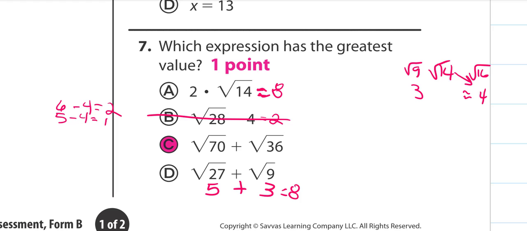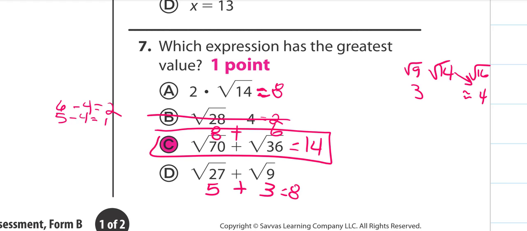For the square root of 70, that's really close to the square root of 64, which would be an 8. So it's going to be more than 8, but I'm going to use an 8. And then plus the square root of 36, which is 6. Altogether, these have to be way more than any of the other ones. 8 plus 6 is going to give me 14. This has to be the largest one by a lot, so I don't need to mess with the other numbers at all.